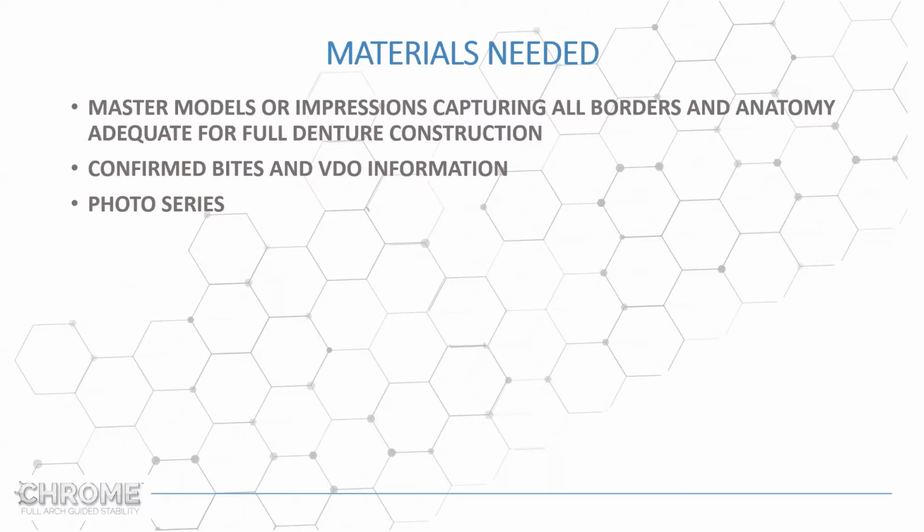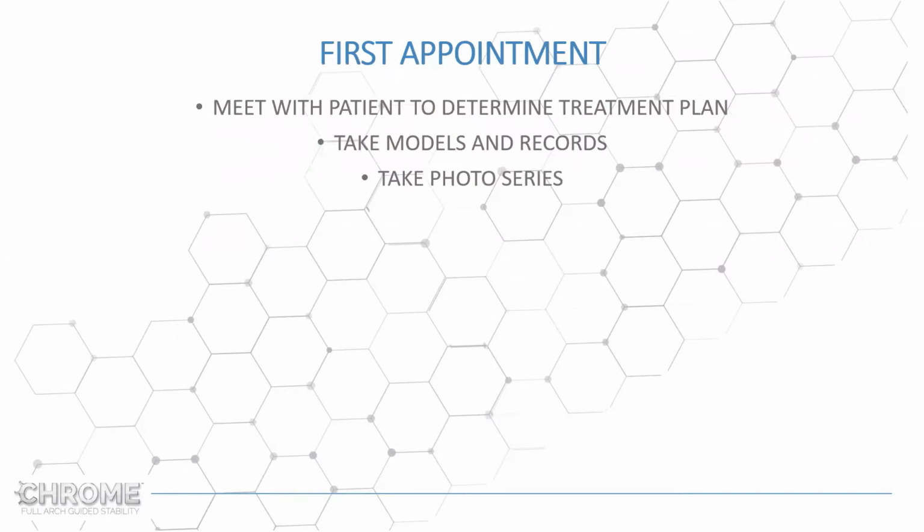We need confirmed bites and vertical dimension information, and we need photos. The crux of this is going to be built around the second bullet point there, the confirmed bites and vertical dimension information. So for the first appointment, we suggest to our customers to meet with patients to determine the treatment plan, take models and records, and take the photo series. They might decide at that appointment that yes, they want to do it. If they decide they don't want to do it, obviously models, records and photos aren't necessary.